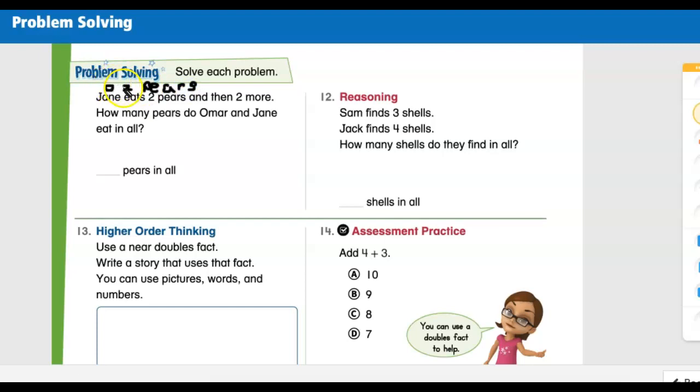So Omar eats 2 pears. Jane eats 2 pears and then 2 more. How many pears do Omar and Jane eat in all? So let's see. If Omar eats 2 pears, Jane eats 2 pears and then eats 2 more. If I were to add all of these numbers together, how many pears would I get? So what is 2 plus 2 plus 2? And write that number in the blank.